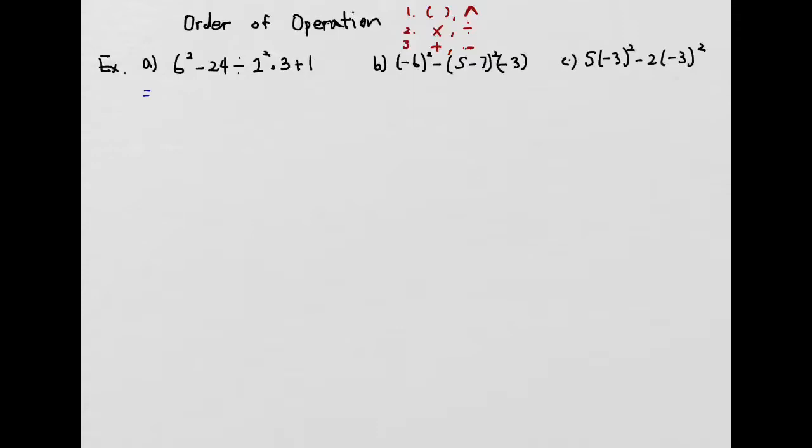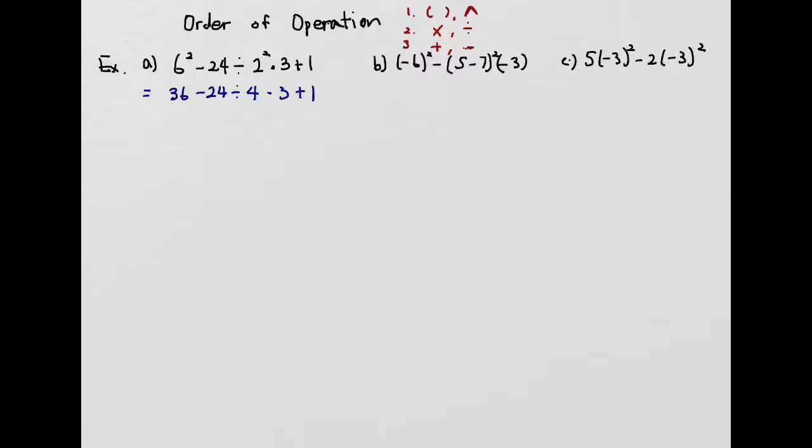We have 6 squared minus 24 divided by 2 squared times 3 plus 1. Here I don't see any parentheses, but I do see powers, so that will be the first thing I'm going to do. 6 squared is going to be 36, and then copy everything else down. And 2 squared is a power, so I will do that also. That will be 4 times 3 plus 1.